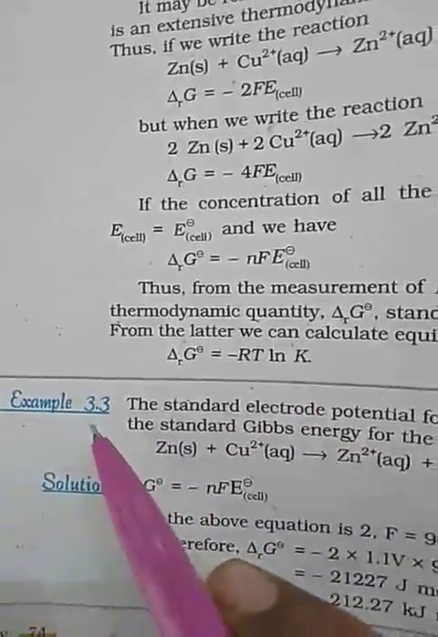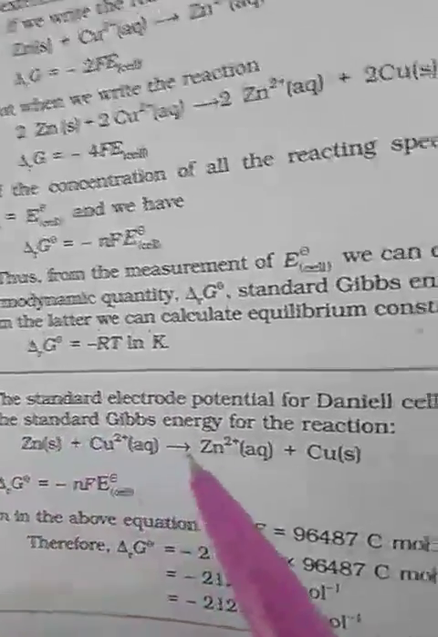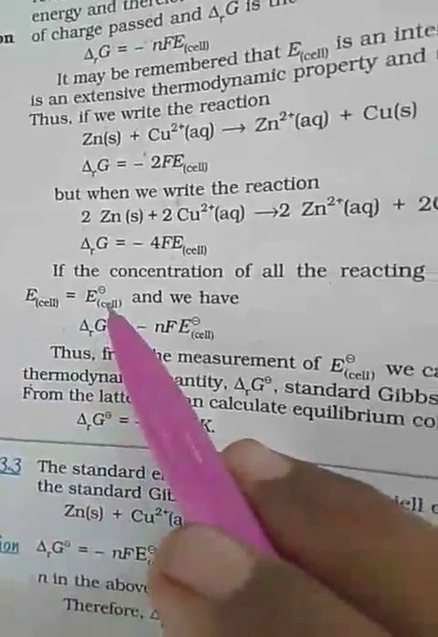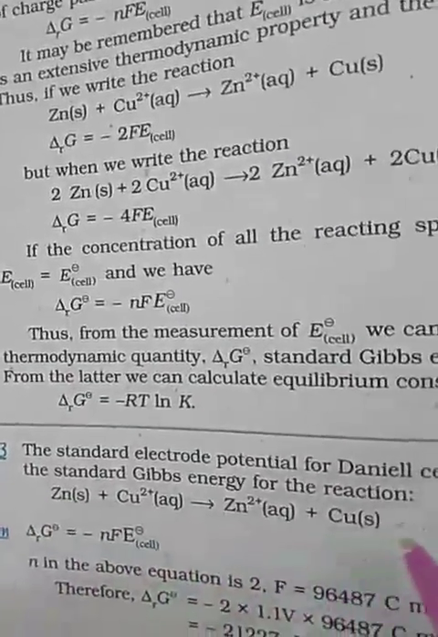We are finding our next example 3.3. The standard electric potential for the Daniell cell is 1.1 volt. So this value is given. Okay, this value is given. Calculate the standard Gibbs free energy for the reaction.